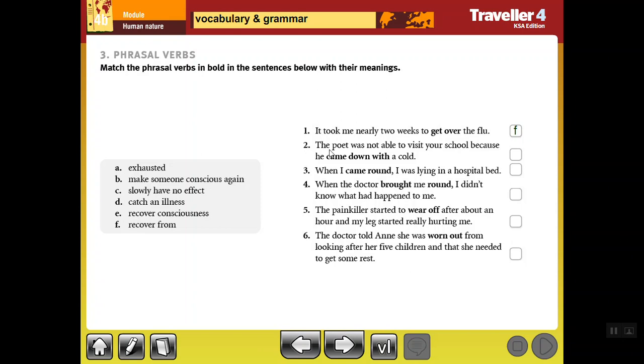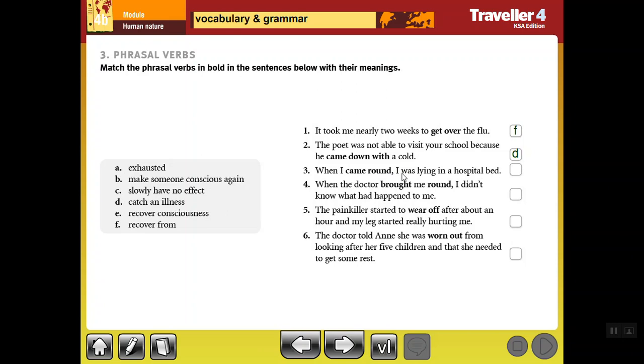Number 2. The poet was not able to visit your school because he came down with a cold. Poet اللي هو الشاعر was not able to visit your school because he came down with a cold. He caught a cold. If somebody catches a disease, yes, that's D. Catch an illness. He caught a cold. He came down with a cold. أصيب بالبرد.